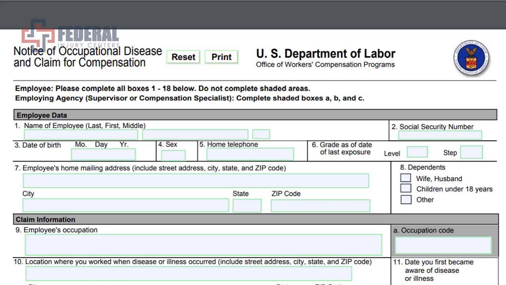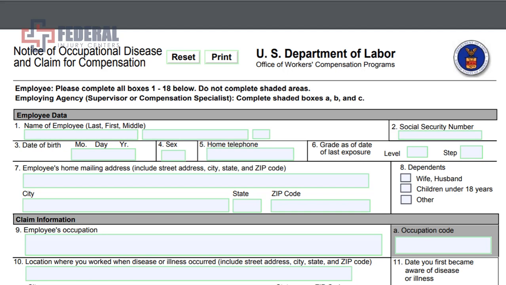Box 6 is asking you for your level and step. This is referring to your grade of pay as of the date of last exposure. The date of last exposure is going to be your last work shift. If you know those, you would go ahead and put those in.